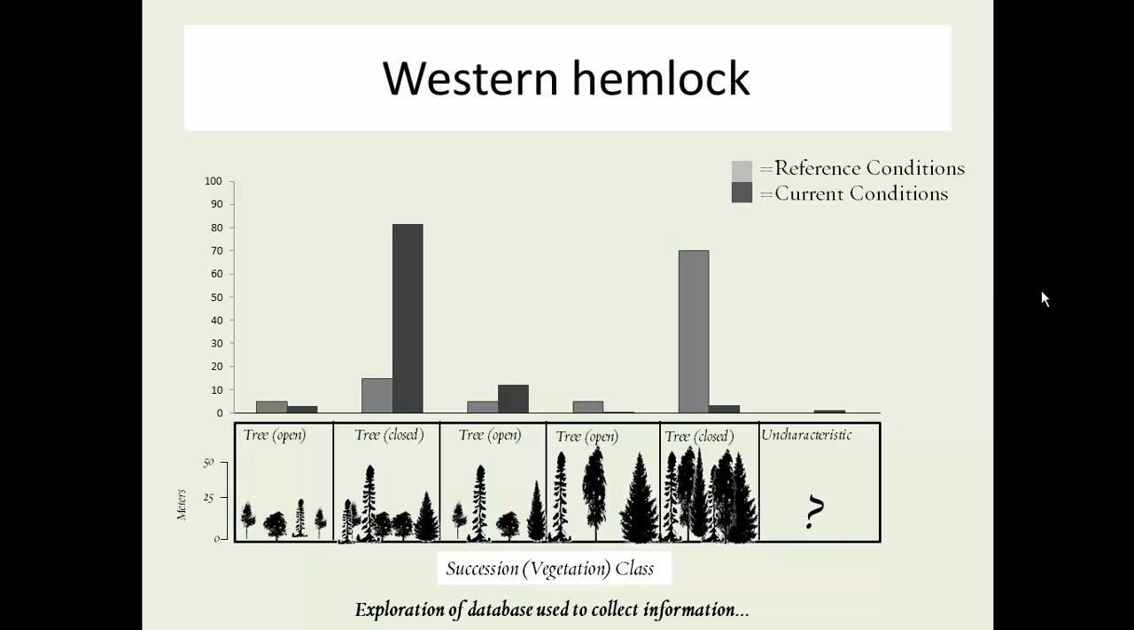Here's an example of how we might use the information to understand an ecosystem. The light gray bars represent reference percents for the succession classes illustrated at the bottom for the Western Hemlock BPS, or biophysical setting, located in Oregon. You'll see that historically, or under reference conditions, most of this Western Hemlock would have been in a closed canopy, tall tree succession class. Today on the landscape, much more of the Western Hemlock is in the shorter closed canopy succession class.